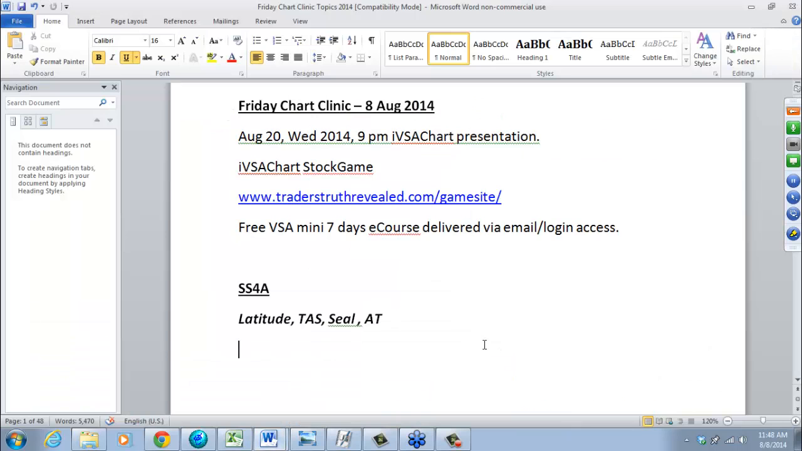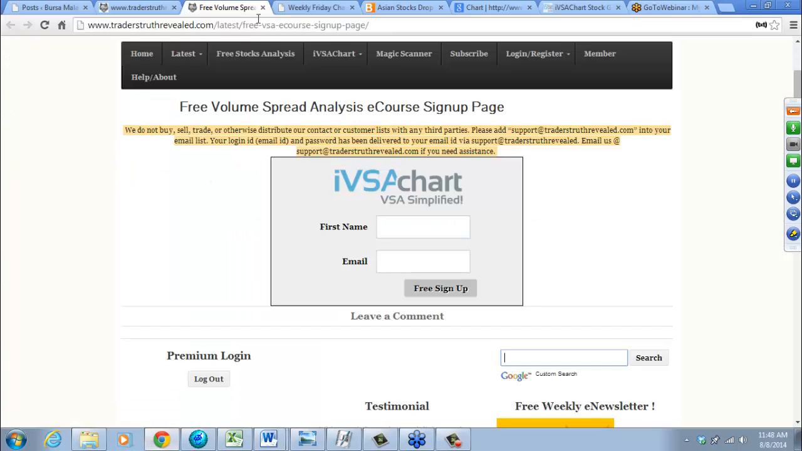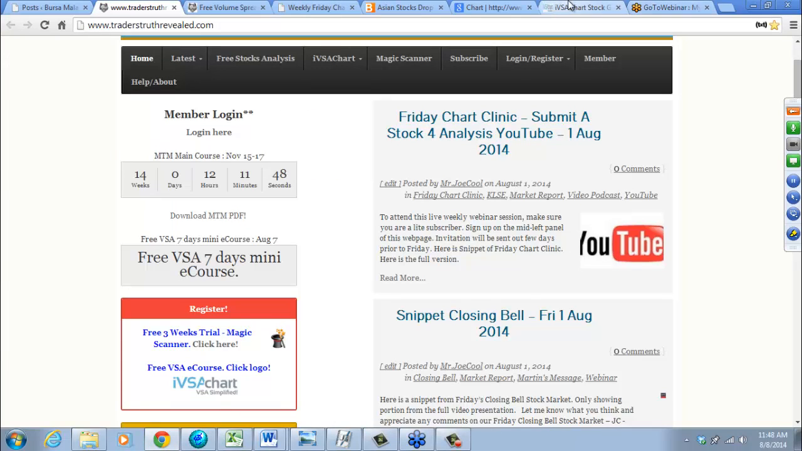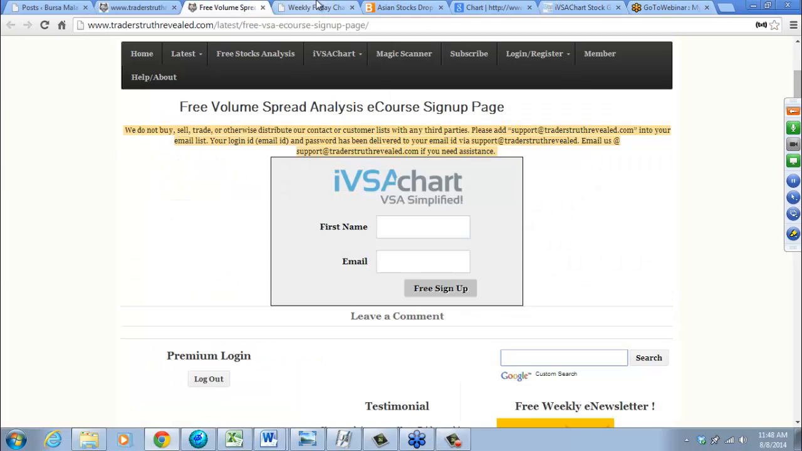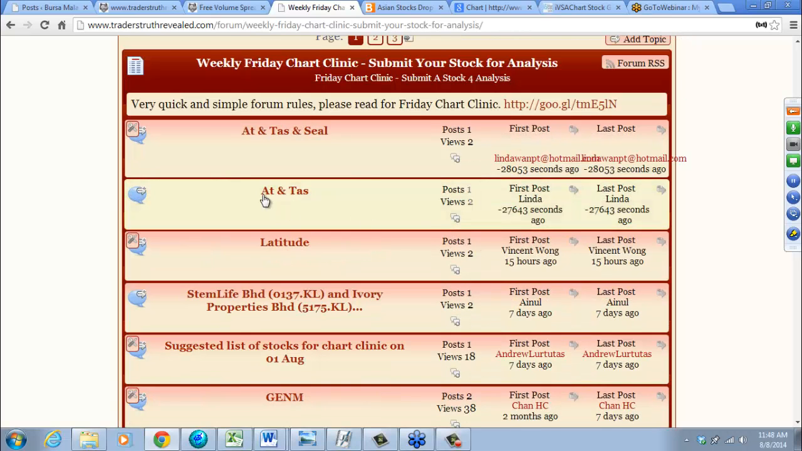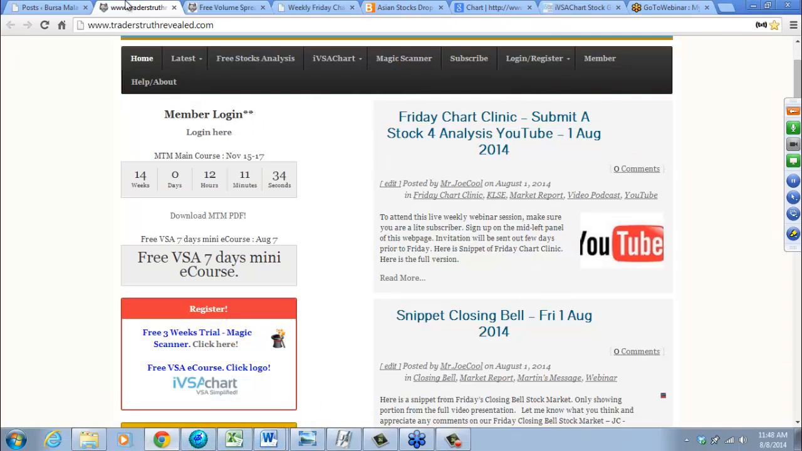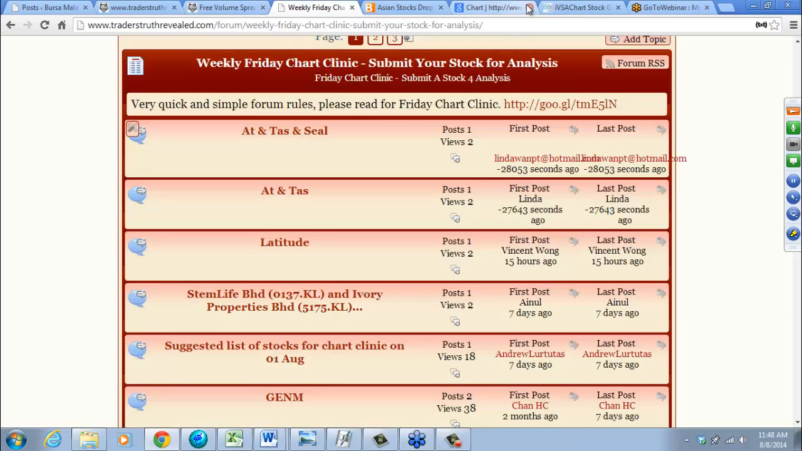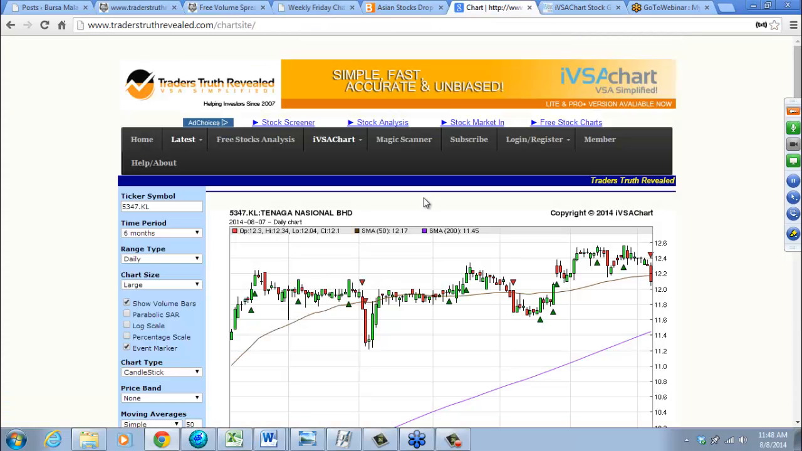These are the 4 stocks that were posted on the Traders Truth Review forum that we have set up, and it's doing pretty all right. Let me just see. Yep, here you go. Latitude, TAS, and so on. So these are the ones that I'll be looking at. For priority, let's look at them now using the IVSA tools that I have here, which tell me the best.